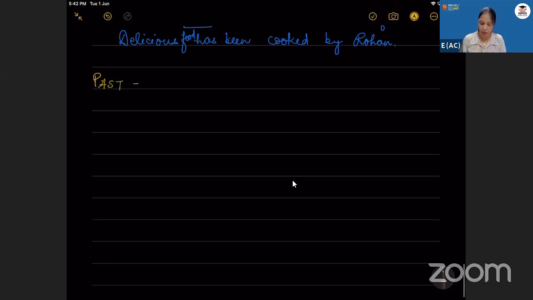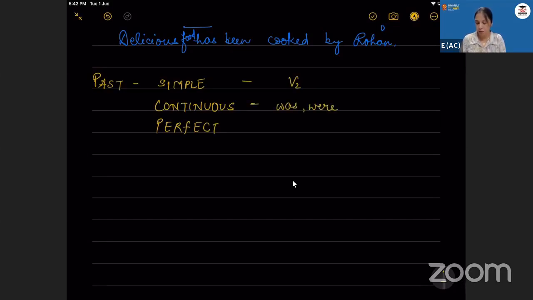For past, it is simple, continuous, and perfect. Identification: V2 in simple past, was, were plus V1 plus ing in past continuous, and in perfect it is always had plus V3. Fine, quickly we'll do some examples for that.